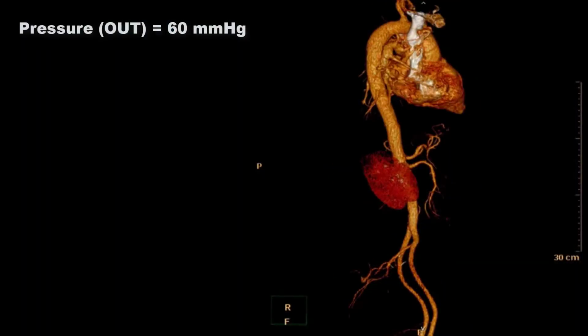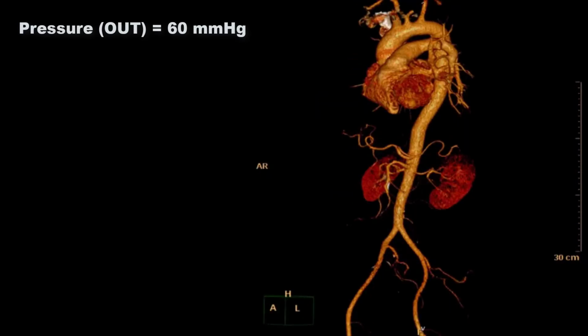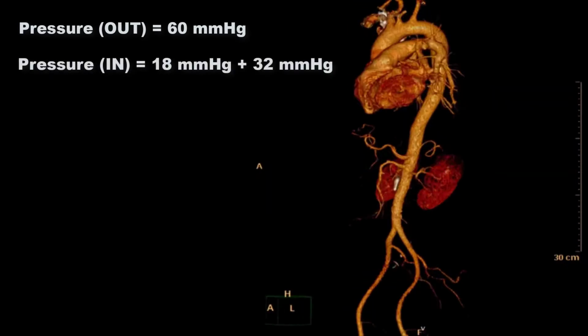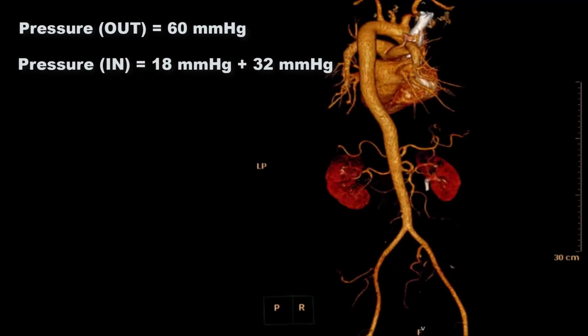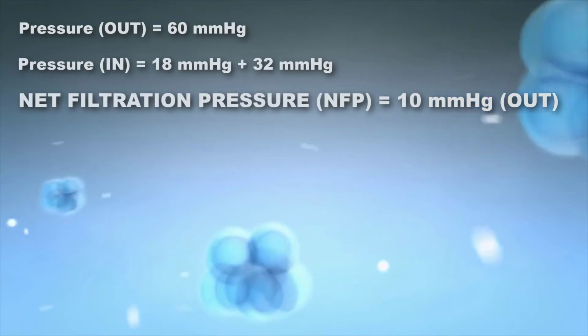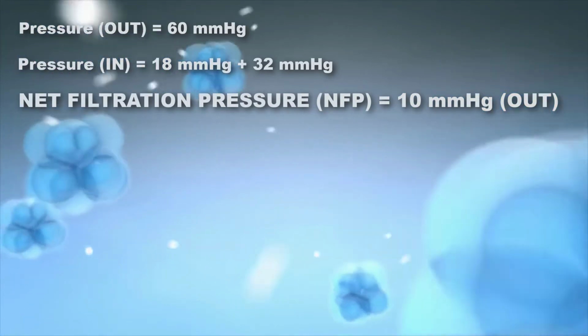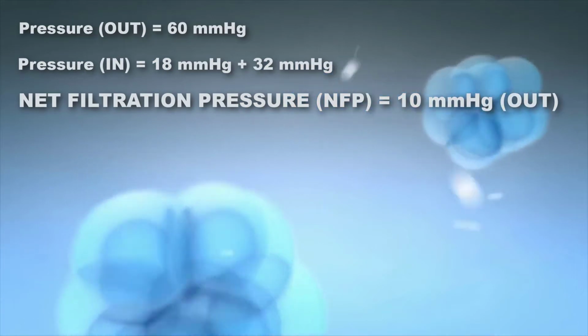On balance, then, we have a high outward pressure of 60 millimeters of mercury, opposed by two inward pressures of 18 and 32 millimeters of mercury. This gives us a net filtration pressure, or NFP, of 10 millimeters of mercury in the outward direction.